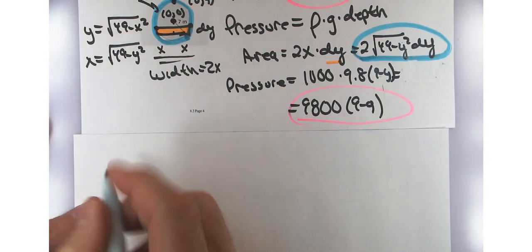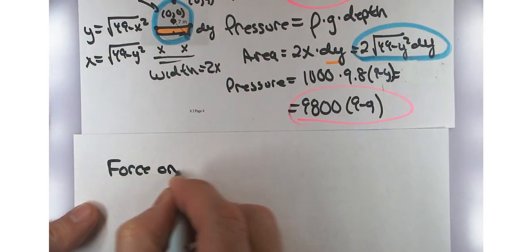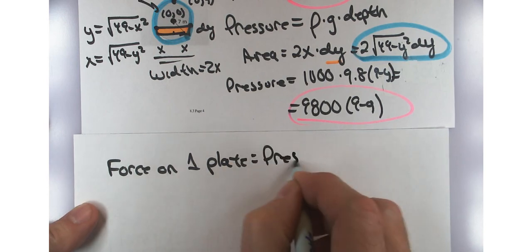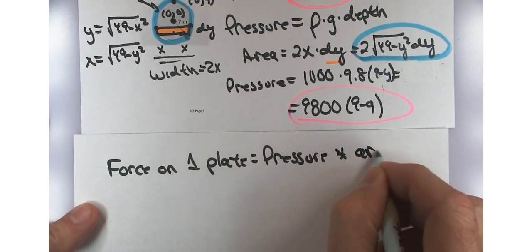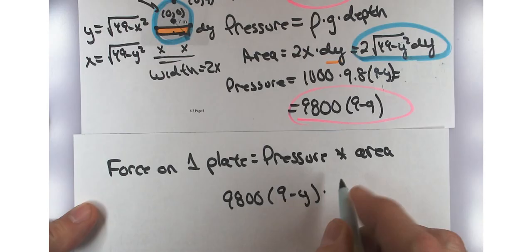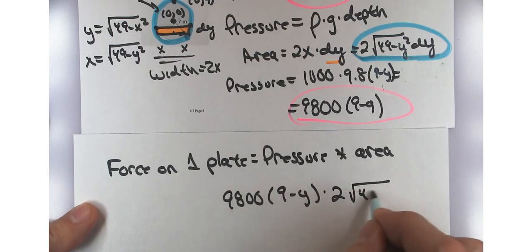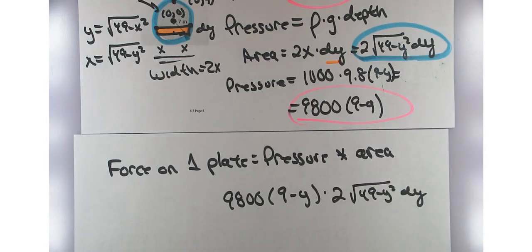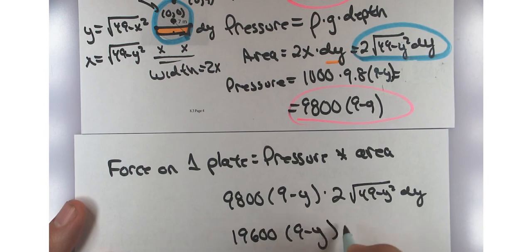So the force on one plate is going to equal the pressure times the area. And that's going to give me 9,800 times 9 minus y times 2 times the square root of 49 minus y squared dy. Or cleaning this up a little bit, 19,600 times 9 minus y times the square root of 49 minus y squared dy.